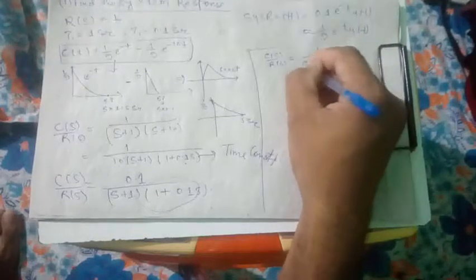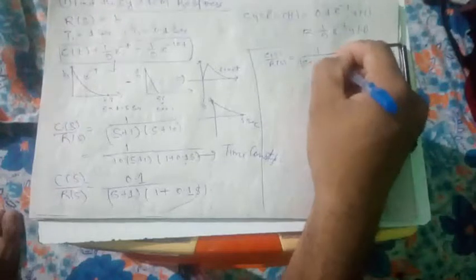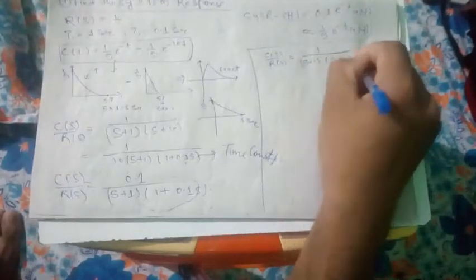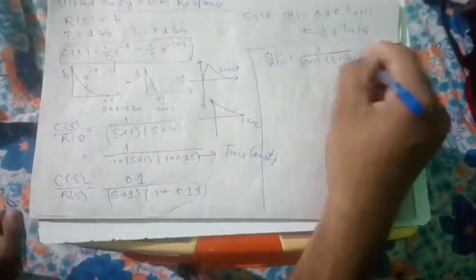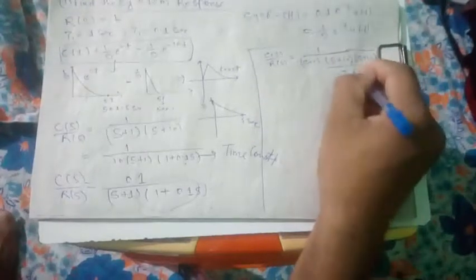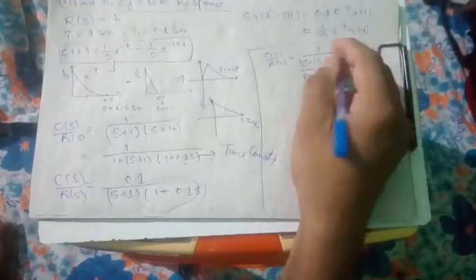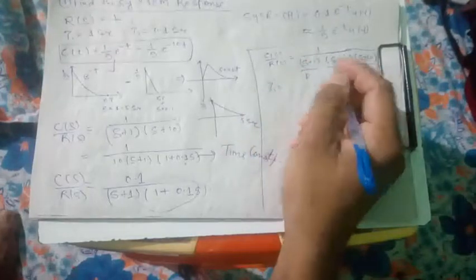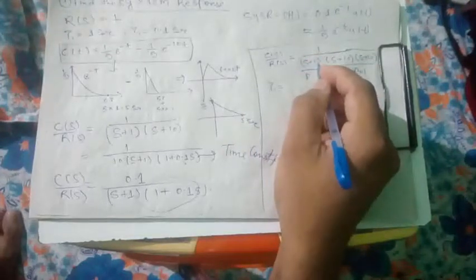1/s into (s+1) into (s+10) into (s+20). सो क्या हो जाएगा? ये तो इनसिग्निफिकेंट पोल हो जाएगा, डोमिनेंट पोल होगा. ये देखने से लगा. तो T1 कितना हो जाएगा?